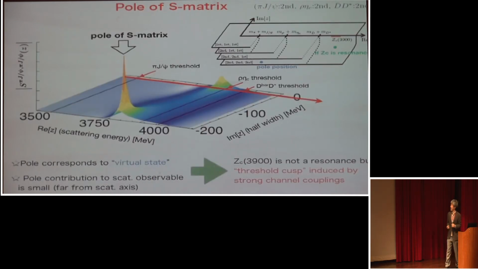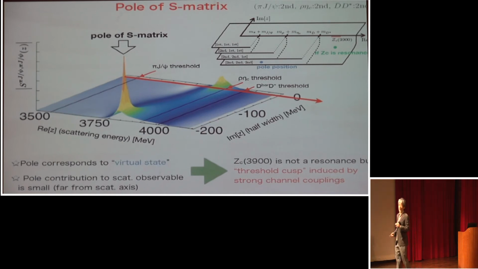Of course, it's a little bit complicated because there are 3 thresholds, so there are 8 Riemann sheets, and if Zc is a resonance, it should appear on the second Riemann sheet in this case. However, what we found is that the pole is below this D bar D threshold, not near this point, but found around here. And therefore, this pole corresponds to a so-called virtual state.